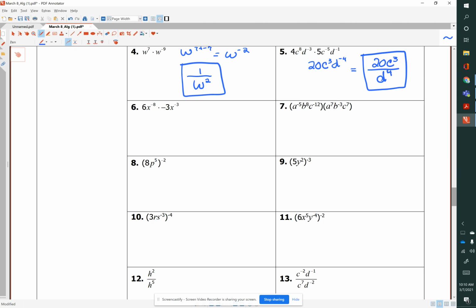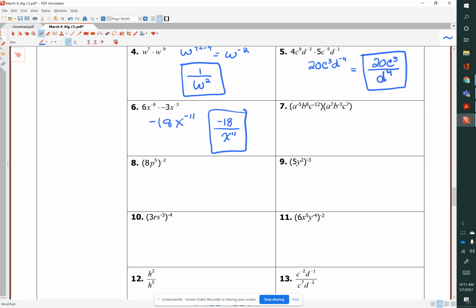Okay, so number 6. We have 6x to the negative 8th power times negative 3x to the negative 3rd power. So 6 times negative 3 would be negative 18x to the negative 11th power because we've added those exponents. So in our numerator, we still have negative 18. In the denominator, we have x to the 11th power.